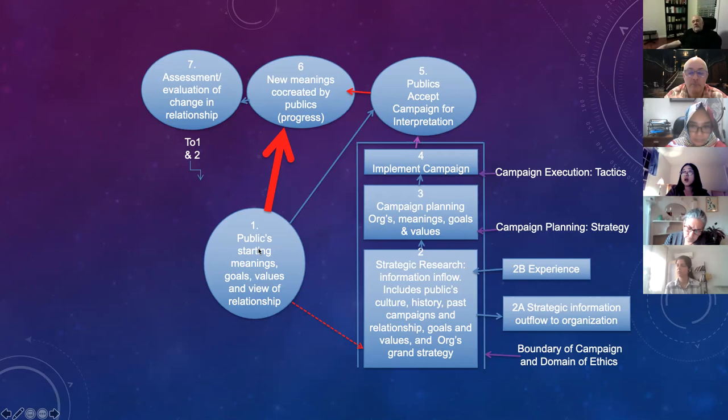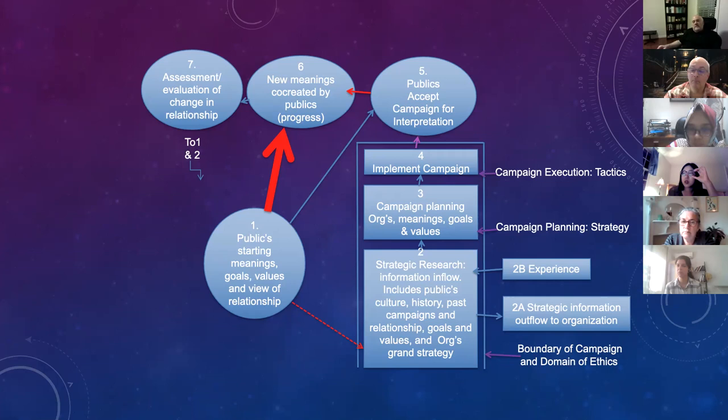Now, the publics also draw on their original feelings, their meanings, their starting points, how they felt about the goals and the values of the organization before the campaign. Campaigns might influence a change. For instance, let's say the publics originally thought that the organization had bad values or selfish values, right?